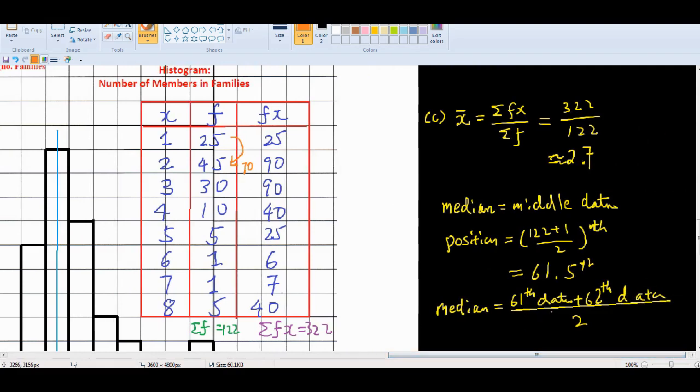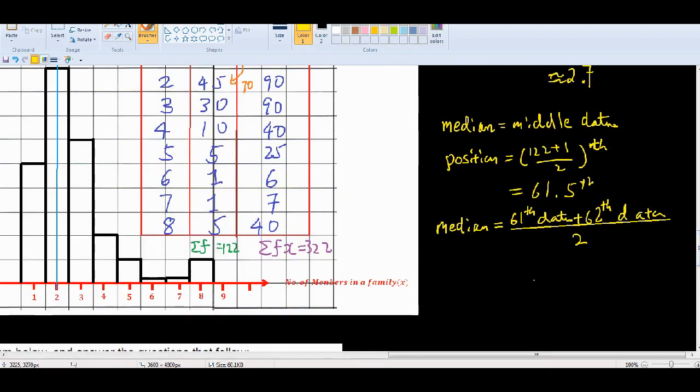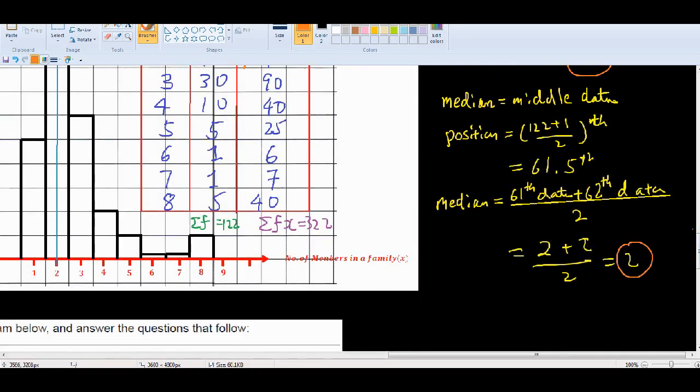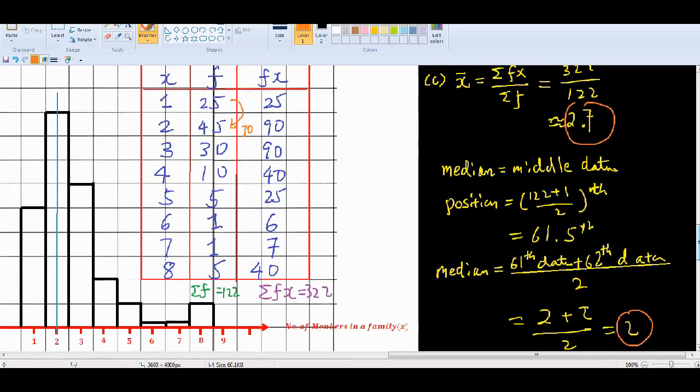That's 61 and 62. So both the 61st and 62nd are 2. Okay, so we know that's 2 plus 2 divided by 2, which is 2. So the median is 2. When you compare these two data sets, the mean is 2.7 and the median is 2. So they are different, aren't they? Because the data is no longer symmetrical, you will see there's some difference between the mean and median.